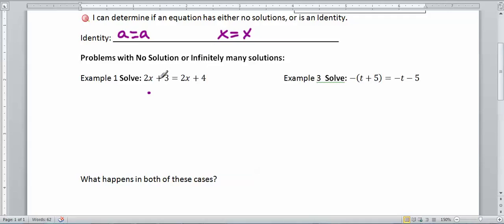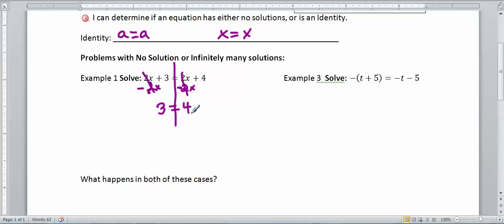So I've got 2x plus 3 is equal to 2x plus 4. I'm going to solve this just like normal. When I try to do that, I've got an x on both sides, and I need to get rid of one of the x's first. So I'm going to get rid of a 2x. It doesn't really matter which one I choose, because they're both 2x. So to get rid of a positive 2x, I'm going to subtract 2x. That's going to make this 0. And 2x minus 2x on this side becomes 0. So what I am left with is 3 is equal to 4.